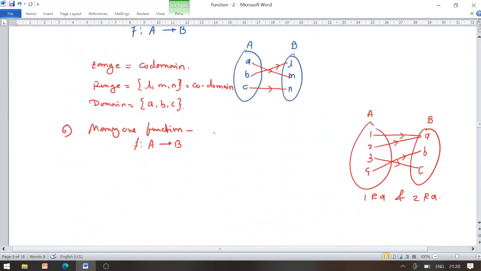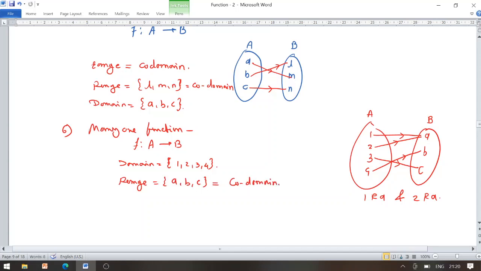So what about the domain, range, and codomain of the given many-one function? Here the domain of the given function becomes the set of all elements from set A, that are 1, 2, 3, and 4, while the range is of the form a, b, and c. And here it should be equal to your codomain.